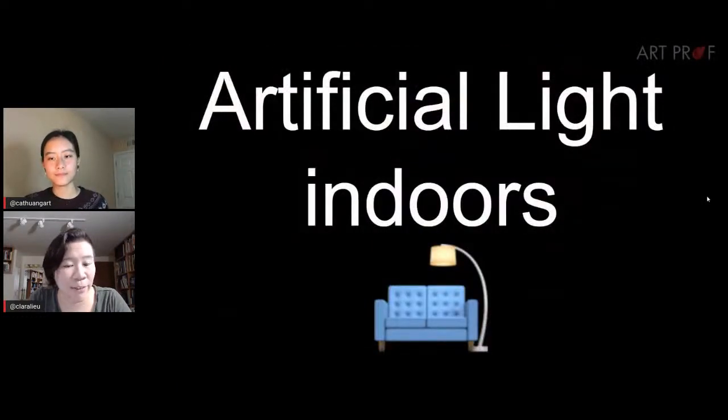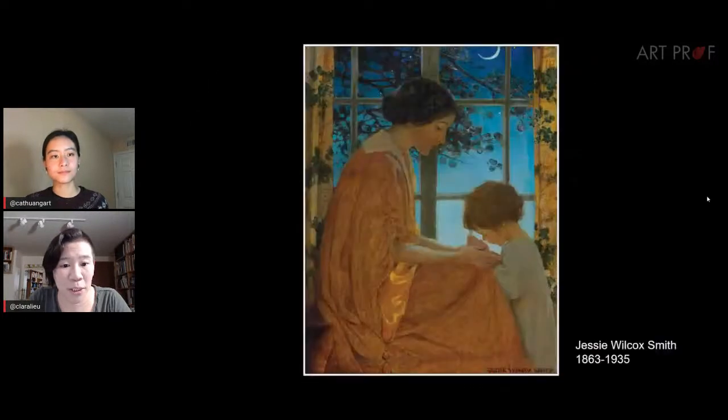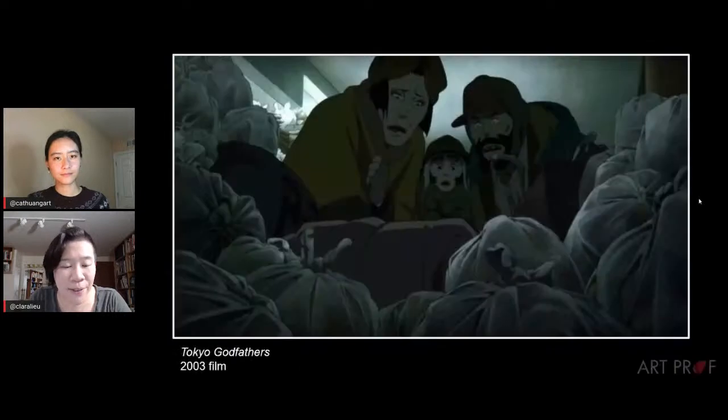And now let's talk about artificial light that's indoors. I think oftentimes it can have a very quiet, very intimate mood. Like we have this, I'm going to assume, Mother and Child here by Jessie Willcox Smith.